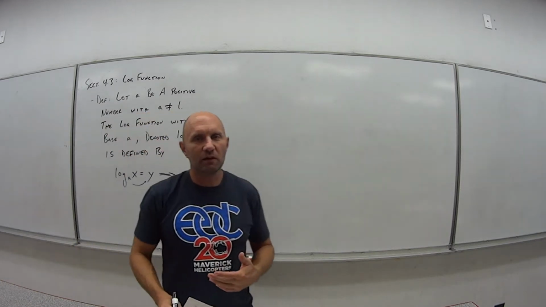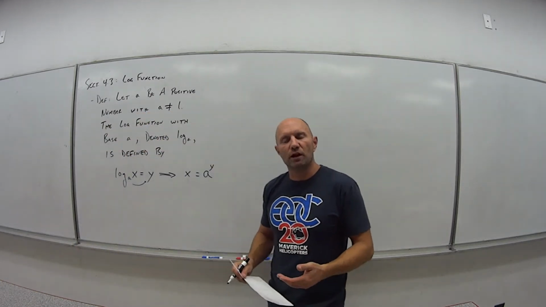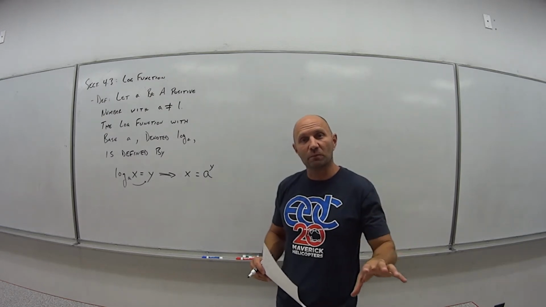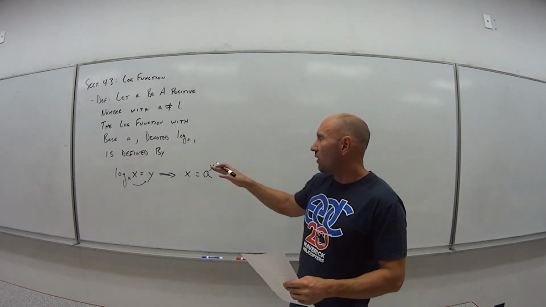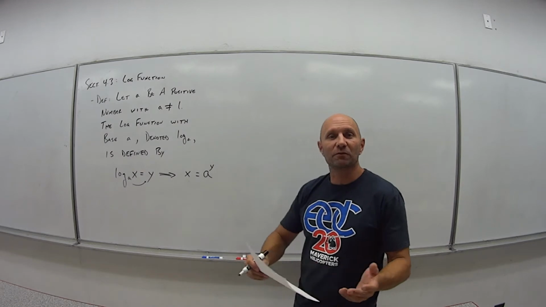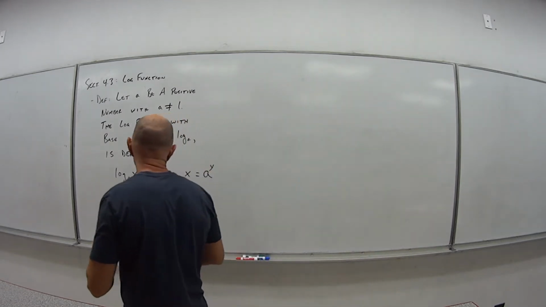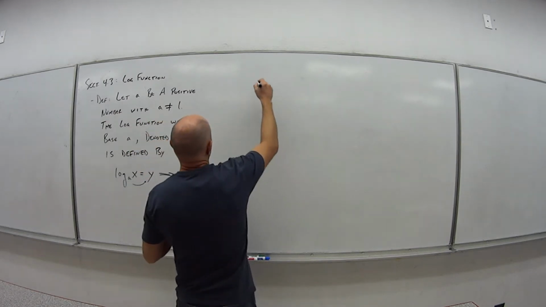So in sections 1 and 2 of chapter 4, we looked at exponential functions and specific types of exponential functions. Log is also another type of exponential function. It's actually even the reverse, sort of reversing the process. So let's look at a couple examples.